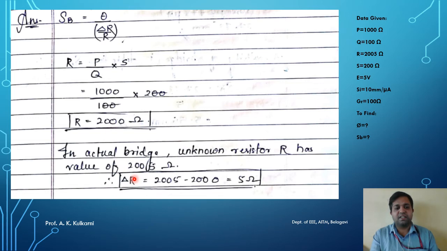So by using both the balanced condition and unbalanced condition resistance, we are going to find the change in resistance, that is delta R, equal to the unbalanced unknown resistance minus the balanced resistance, that is 2000. So we get the change in resistance as 5 ohm. We have now obtained two parameters, delta R and unknown resistance R. Next we need to find the deflection in the galvanometer. Let us see how to calculate the deflection in the galvanometer.